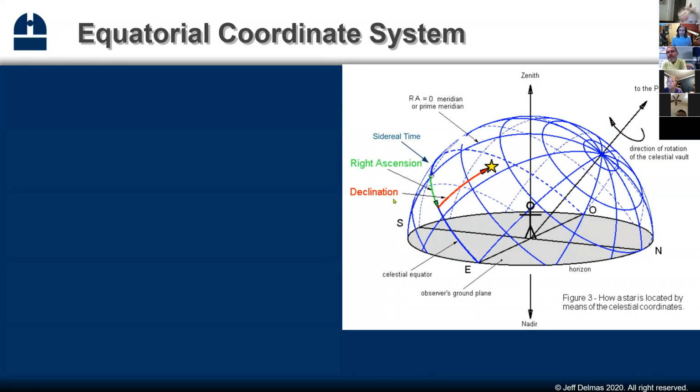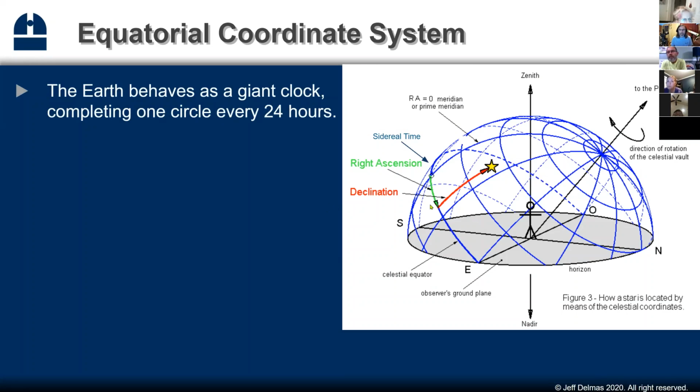Now, when you're standing on the Earth, you can't see the entire celestial sphere. You have a horizon. And there are some key things that are local to wherever you are on Earth. It's just part of your local coordinate system, if you will. So the Earth behaves like a giant clock. We know that we complete one circle every 24 hours.